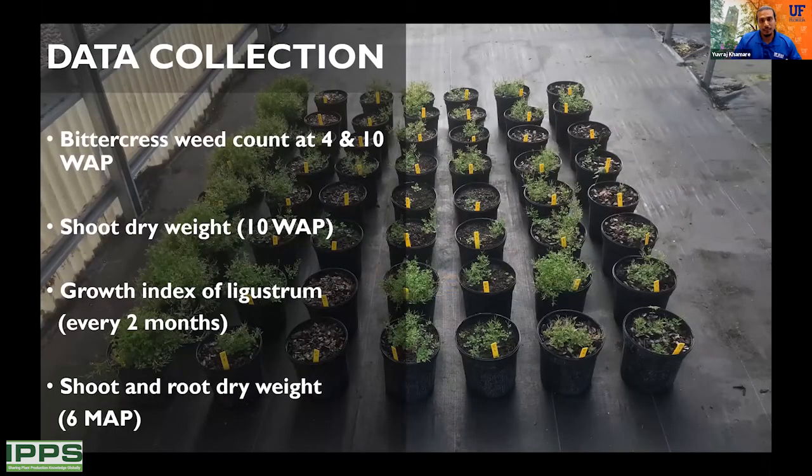For this study, we seeded all the plots with 25 seeds of bittercress. For bittercress, we did the germination count at 4 and 10 weeks after potting. At the trial conclusion, which was at 10 weeks after potting, we measured the shoot dry weight of bittercress. For our ligustrum, we measured the growth index every 2 months. At trial conclusion, which was at 6 months after potting, we measured the shoot and root dry weight.